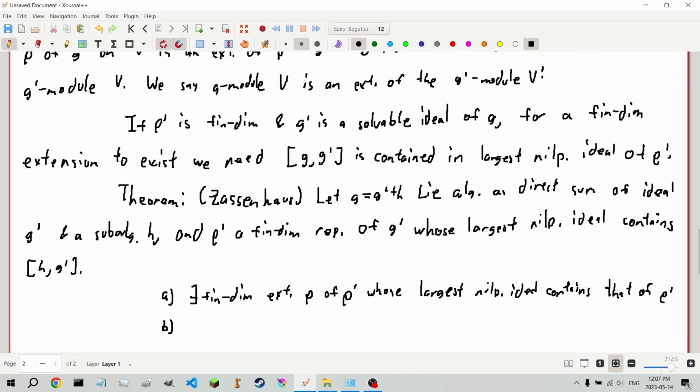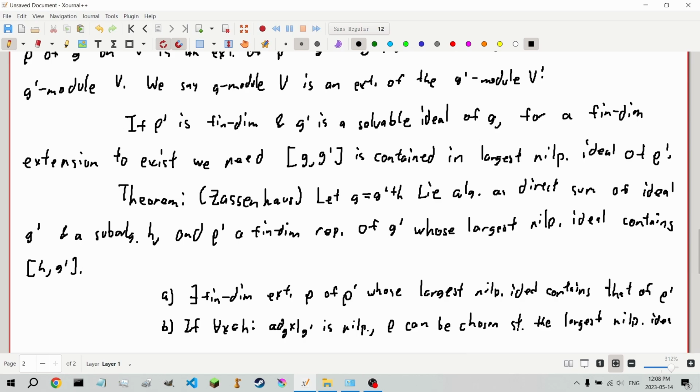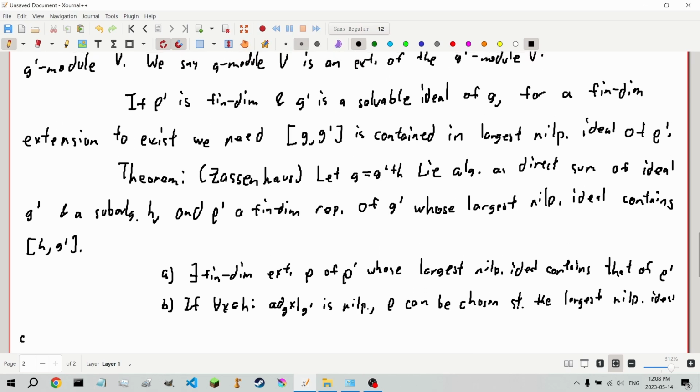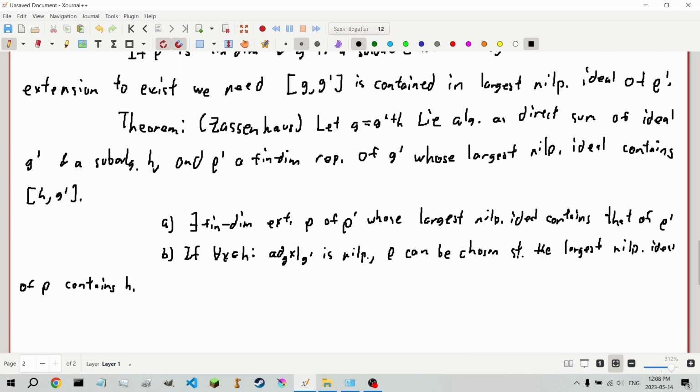Condition B, if for all x in H the restriction of the G adjoint of x to G prime is nilpotent, rho can be chosen such that the largest nilpotency ideal of rho contains H. Let's look at the proof.